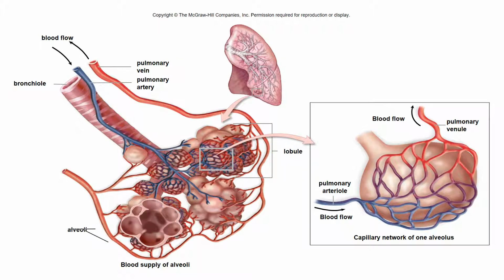Now, here's a picture of an alveoli. Oxygen goes from the alveoli into the blood, and then carbon dioxide goes from the blood into the alveoli. And so you get a lot of gas exchange, and this is going on just constantly.